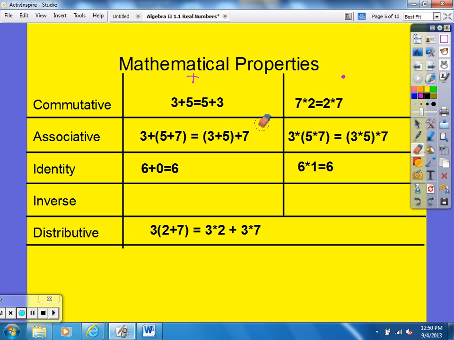So let's use the number 5. 5 plus what would get me 0? Negative 5. So inverse just means I use the positive and the negative number to get that 0 back.